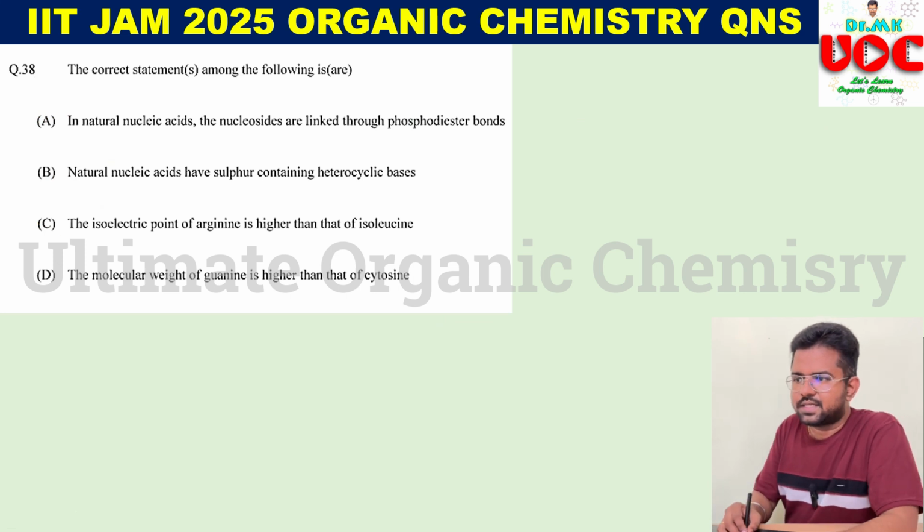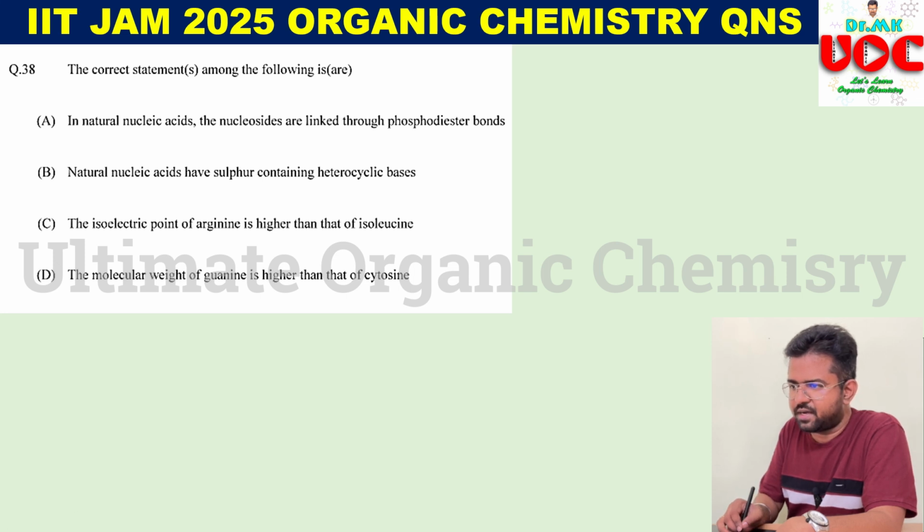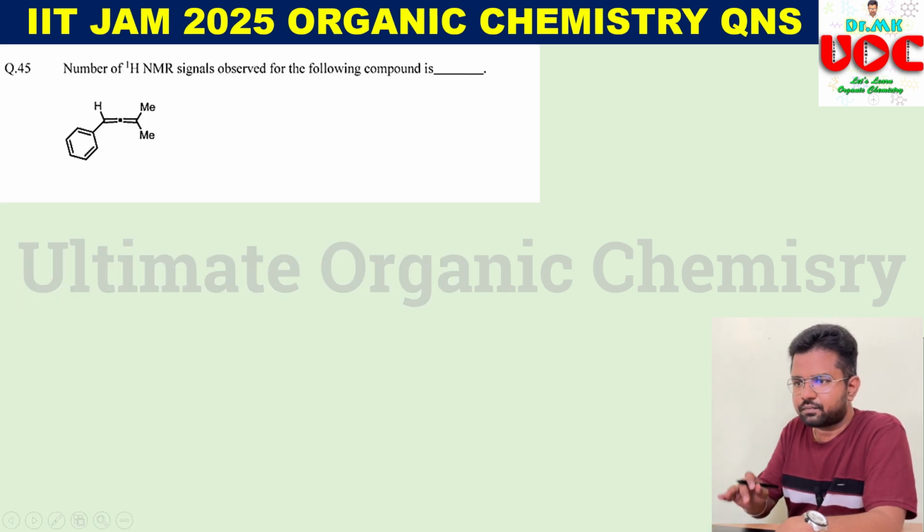Next one is a general statement type of question, and the correct statements among the following are: in natural nucleic acid, nucleosides are linked through phosphodiester bonds. Yes, it is correct. The natural nucleic acid having sulfur containing heterocyclic base? No, it is nitrogen containing heterocyclic base. It is wrong. The isoelectric point of arginine is higher than that of isoleucine. Yes, this is a correct statement. The molecular weight of guanine is higher than that of cytosine. Yes, this is also a correct statement. So A, C, D is correct in this question.